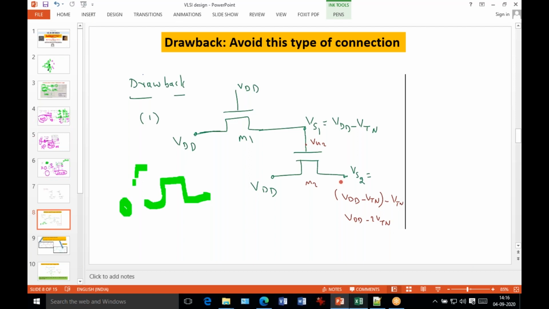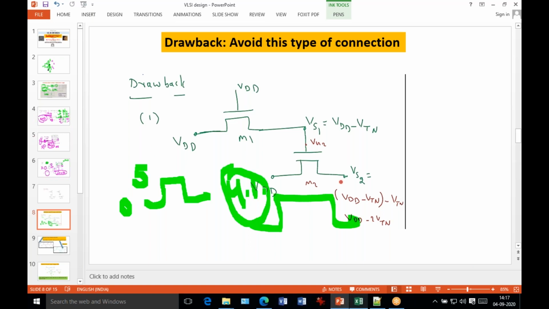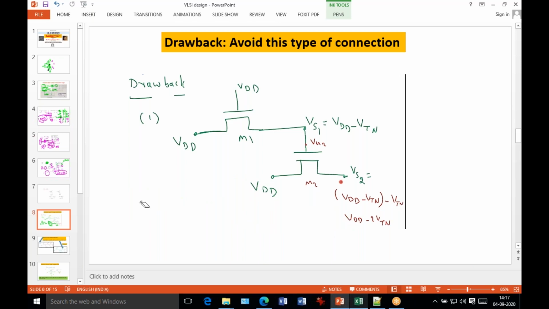Input is 0 to 5, but according to the cascading, you have to cascade a number of transistors. Your output signal is 4.1, something less. That means your voltage is degraded. Your output is not fully swinging. Your output does not go to the full swing 0 to 5 volt. That is a problem in pass transistor logic if you are cascading more transistors. So I will go on for more discussion.